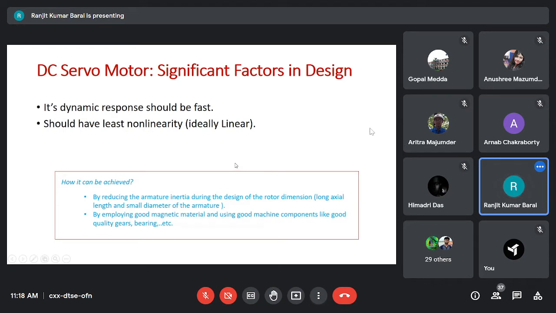Now, what is the difference between an ordinary, commercially available DC motor and a DC servo motor? If you compare two motors, one a commercially available DC motor and one a DC servo motor having the same rating, and keep them side by side, you can identify them by visual inspection. Why? The reason lies in the design of the DC servo motor.